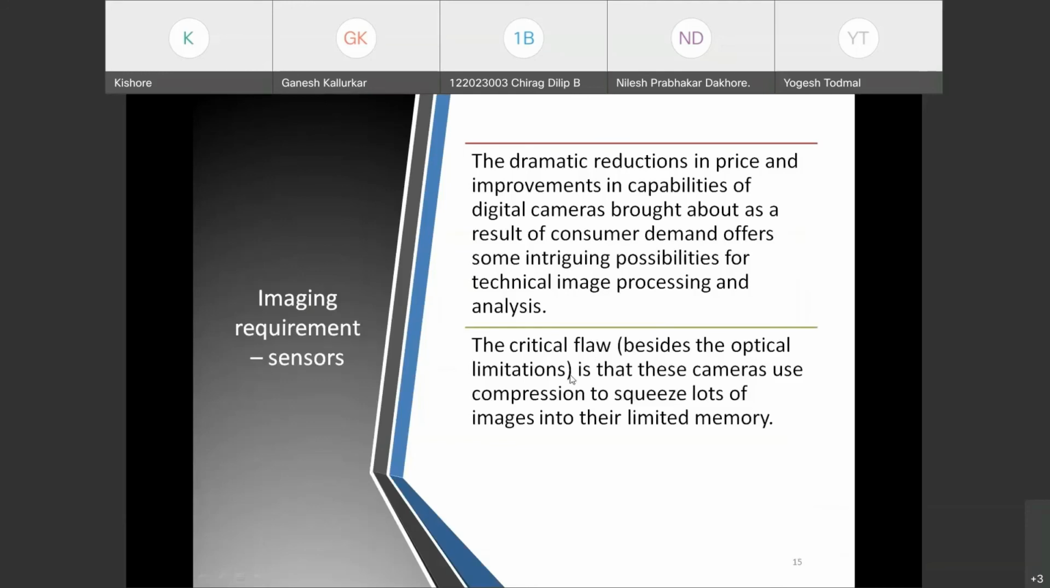Okay. The critical flaw, besides the optical limitation, is that these cameras use compression to squeeze a lot of images into their limited memory. Now, again, it's not that we have sensors and they are without any flaws. They have their own limitations, and the limitations are how much information they can store. And if you want to have more and more images, no doubt the quality of the images needs to degrade, and that is done by squeezing images using compression techniques.